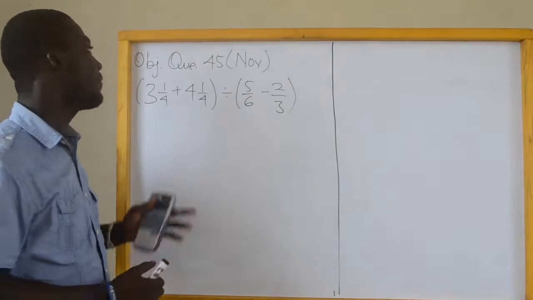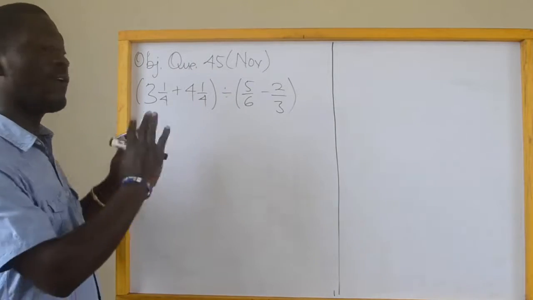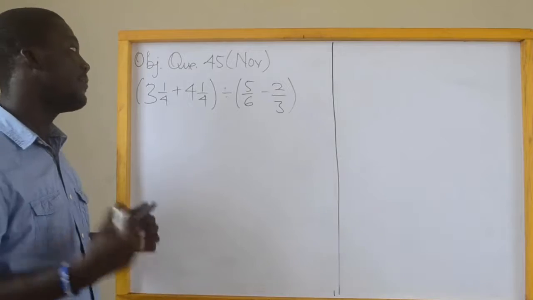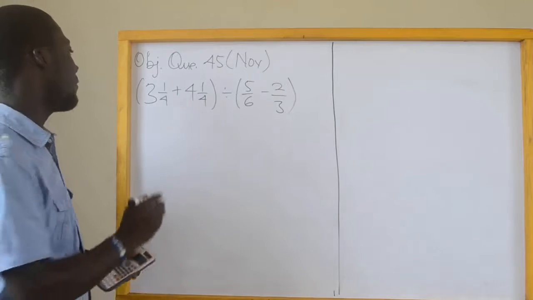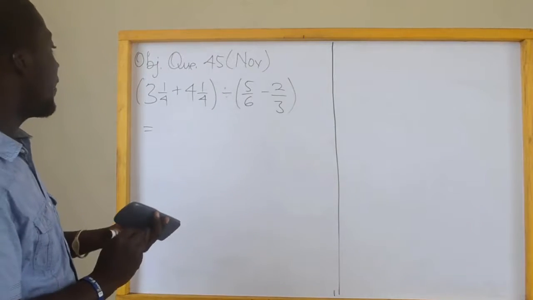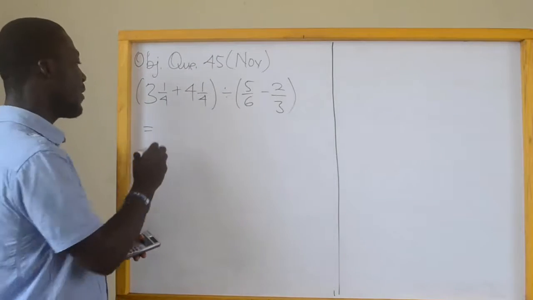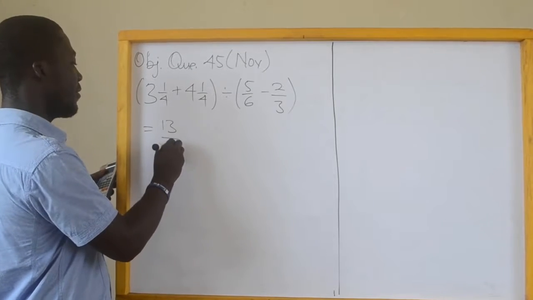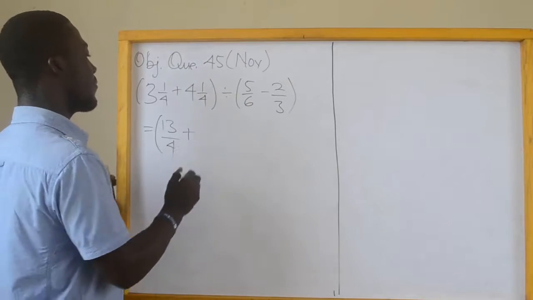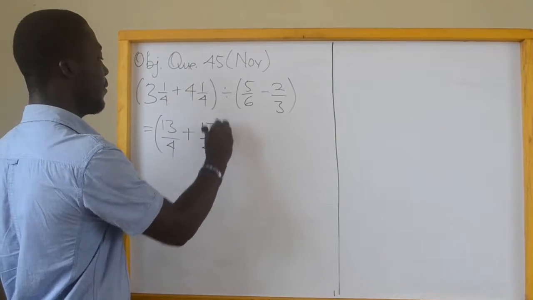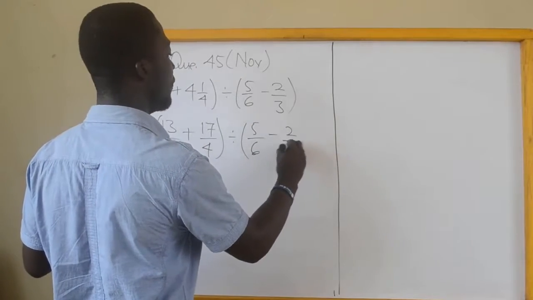Objective question 45, November. We are to simplify 3 whole number 1 over 4 plus 4 whole number 1 over 4, all in one bracket, divided by 5 over 6 minus 2 over 3, also in another bracket. Our first step, we are going to convert the mixed fractions to improper fractions. So 3 times 4 is 12 plus 1, 13 over 4, plus 4 times 4 is 16 plus 1, 17 over 4, divided by 5 over 6 minus 2 over 3.